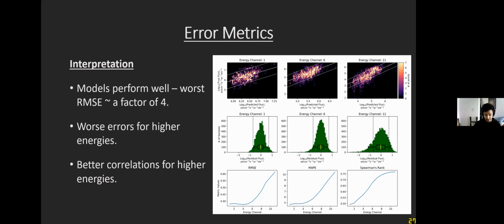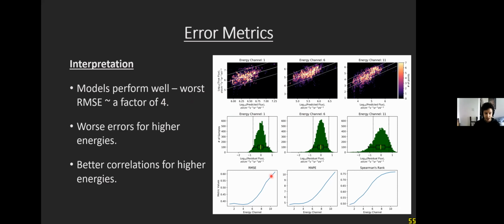So the values of the flux can vary by 4 orders of magnitude in quite short amounts of time. And so typically people talk about predictions for radiation belts in terms of orders of magnitude. We get to within a factor of 4 on a statistical level.